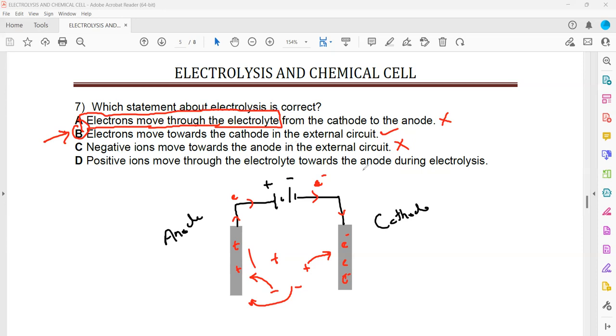and the positive ion move towards the anode. The positive ions are not moving towards the anode. The positive ions are always moving towards cathode. So this statement is also wrong.